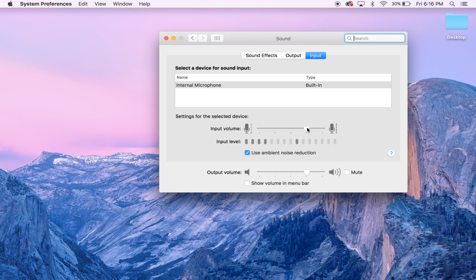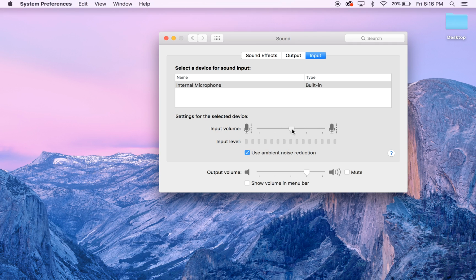Right now I have it set to about 75%, and that seems to be a good audio level if you're just talking at like a normal voice. If you go to 100, it's still pretty good if you're just talking normal. I haven't seen any peaks anytime I've used it.